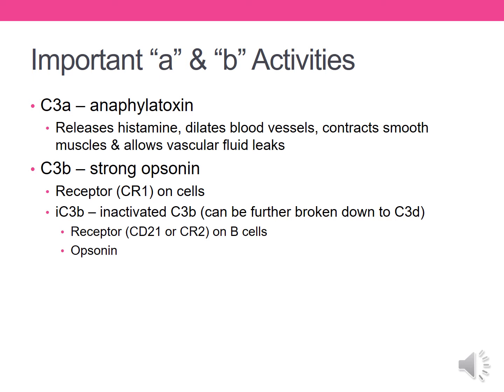So, how can an inactivated form of C3b be an opsonin? B cells actually have a receptor for C3b or iC3b as well. Once this iC3b binds to this B cell, it then becomes an opsonin. So what is an opsonin? Remember that opsonins help phagocytosis. So this will allow the B cell to actually bind to bacterial cells, etc.